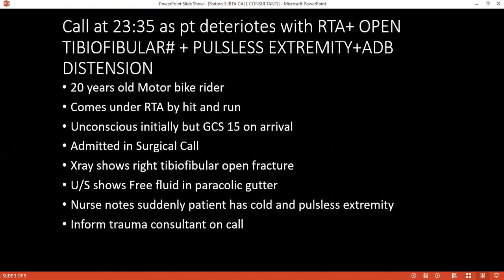Why general surgery? Because the patient is having free fluid in the paracolic gutter, and he has some laceration and abrasion on the abdomen as well. So he needs laparotomy, and the patient might have a compartment syndrome. So we may need fasciotomy.